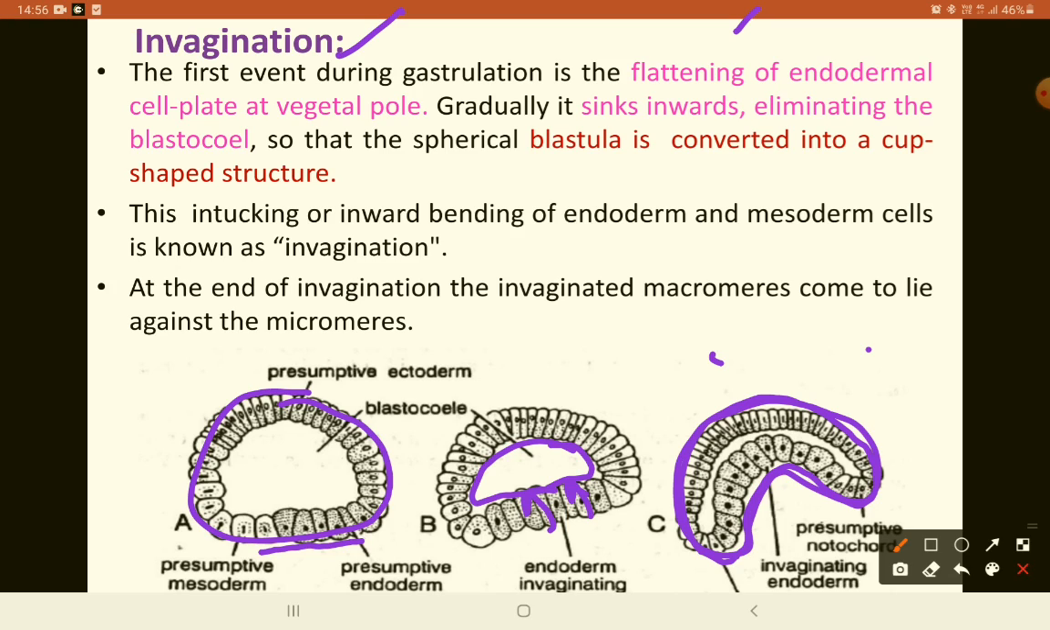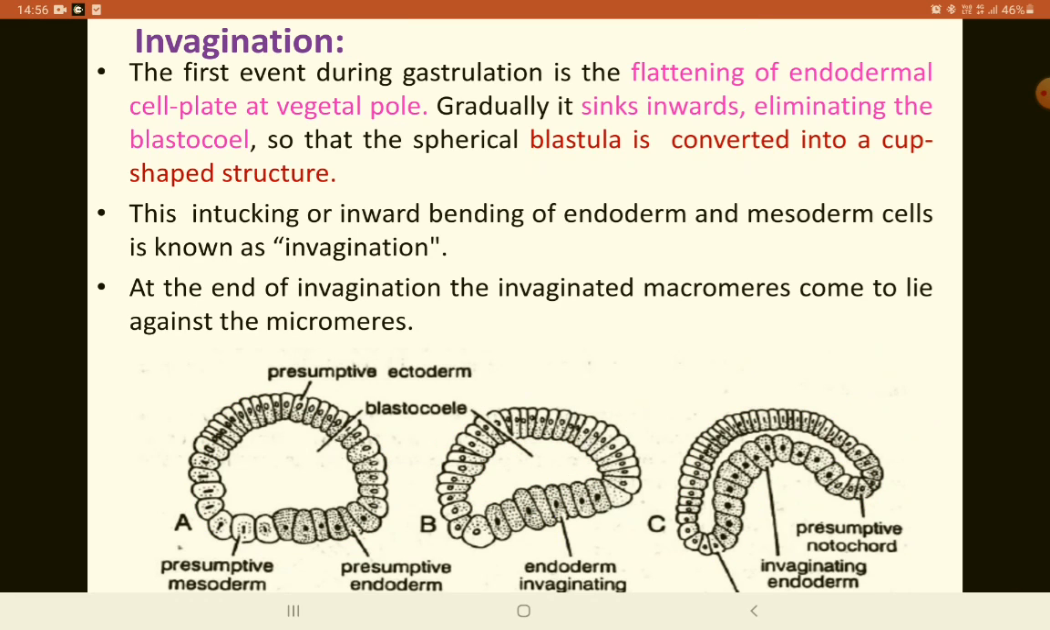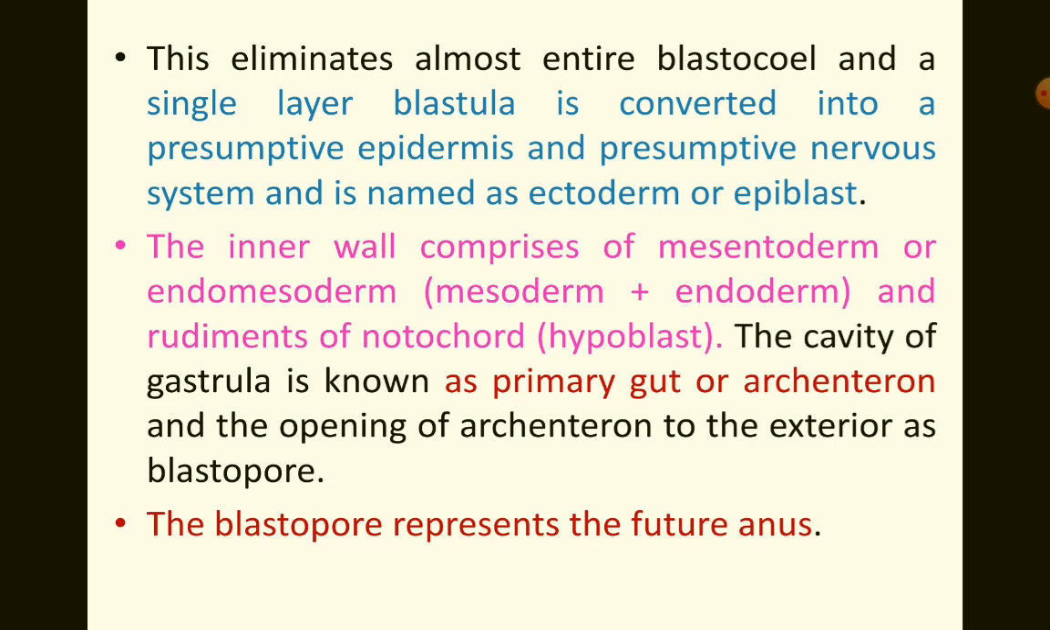At the end of this invagination, the invaginated macromeres, if you see, these towards the animal pole are the micromeres and these are the macromeres. When the invagination ends, these macromeres come close to these micromeres and lie close to them. The same thing is said here. Now when these macromeres come very close to micromeres, what will happen?